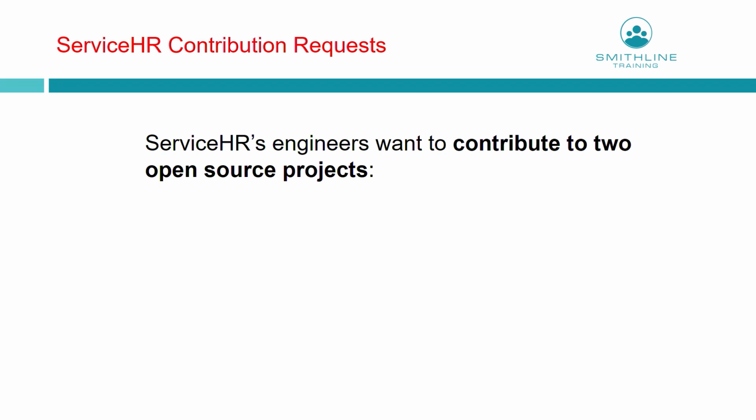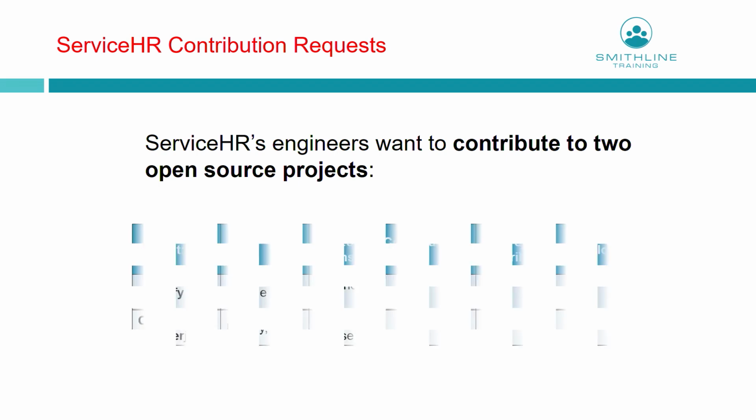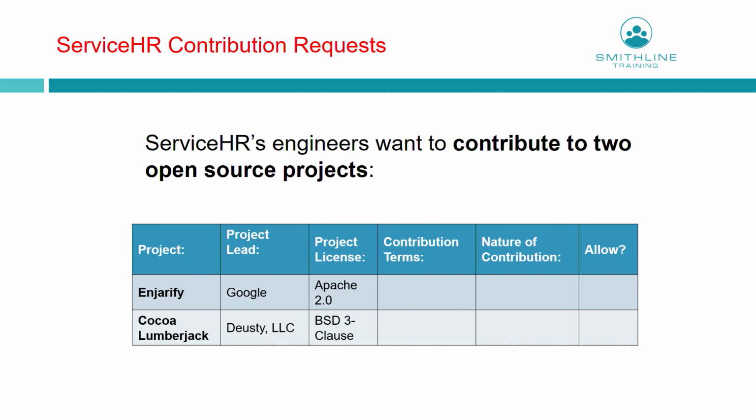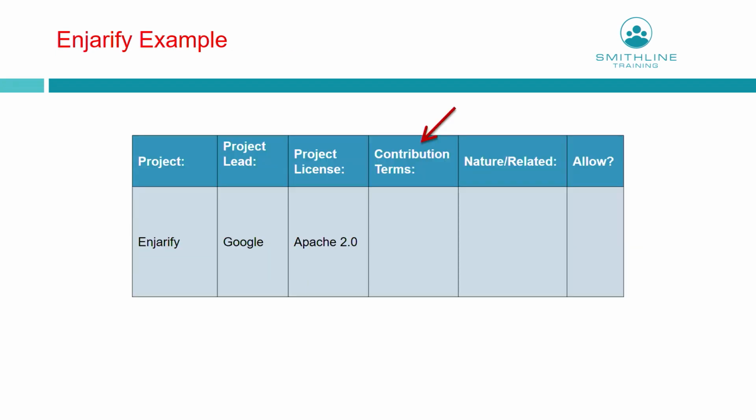So the ServiceHR engineers come back and they say, look, we want to contribute to 2 open source projects. And here are the projects. The first is Enjarify, the project we were just looking at. The project lead here is Google, and the license is Apache 2.0. And the second project is a project called Cocoa Lumberjack, and the project lead is Dootsie, and that project is licensed out to the world under the BSD license.